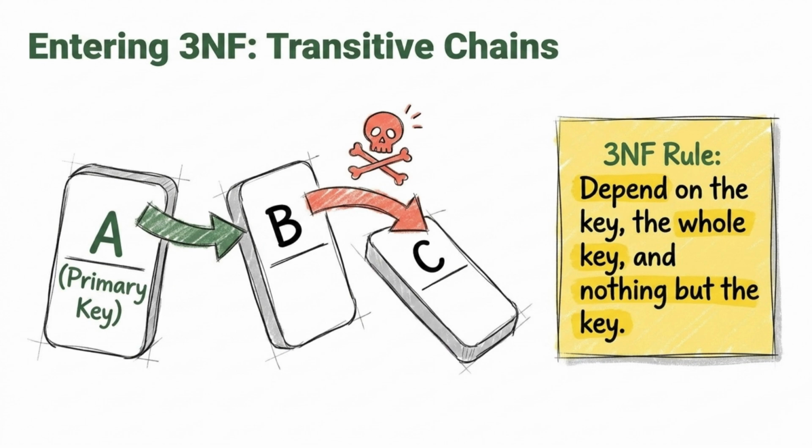Entering 3NF, transitive chains. 3NF targets a hidden problem called a transitive chain, where column A determines B and B then determines C. Non-key columns should never depend on other non-key columns. The 3NF rule in one line: depend on the key, the whole key, and nothing but the key.